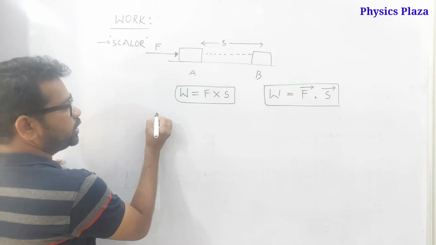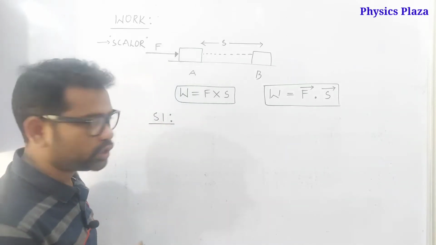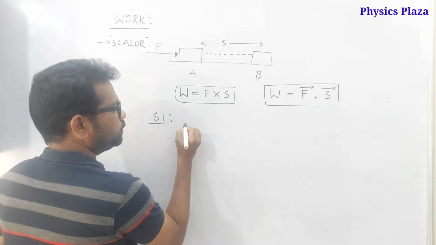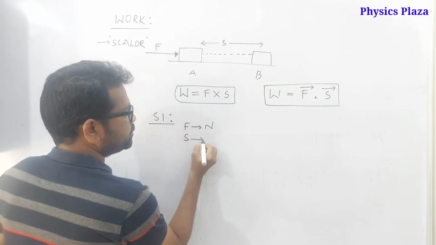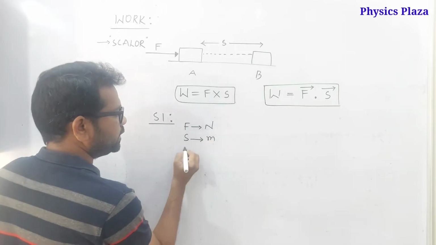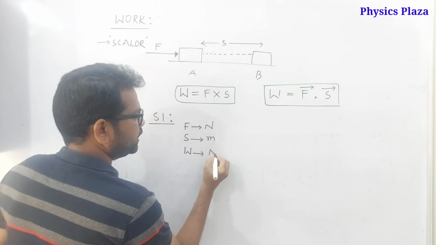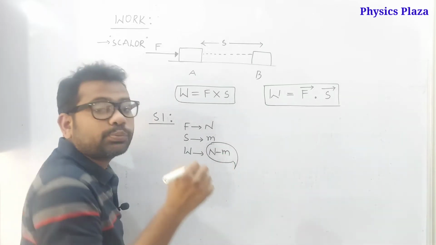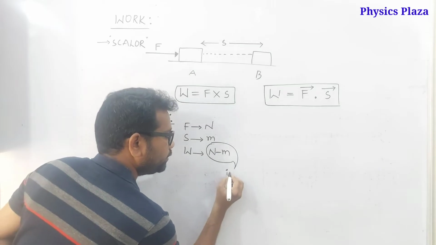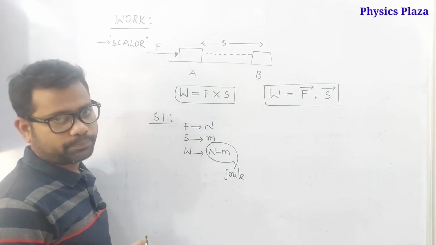Now let us see the units, children. First, the SI units. In the SI system, force is measured in Newton and displacement is measured in meters. Obviously, work is measured in Newton meter. It's very important, Newton meter. Children, this Newton meter is given a special name. What is that? It is joule.